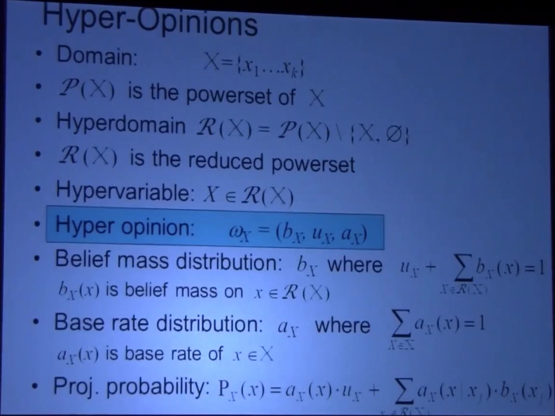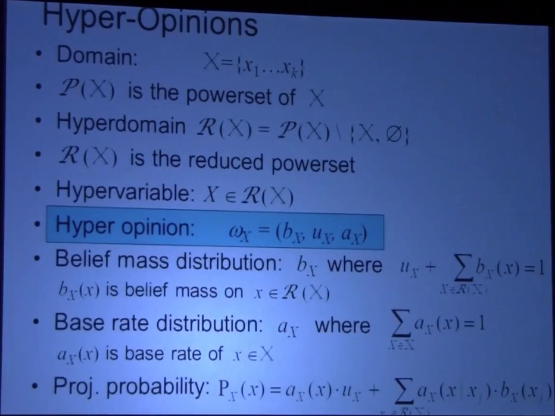So now we still have additivity between the uncertainty and the belief mass distribution, but the only difference in the belief mass distribution is that the values of the variable now belong to the reduced power set. Not just the domain X, but actually the reduced power set. So the composite values are now part of this. The base rates still just apply to the values of the domain, and we can still compute projected probabilities. It's just a little bit more complicated.